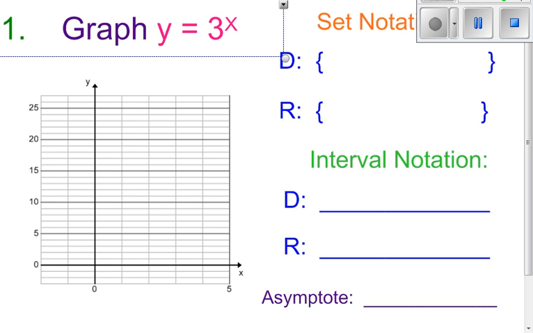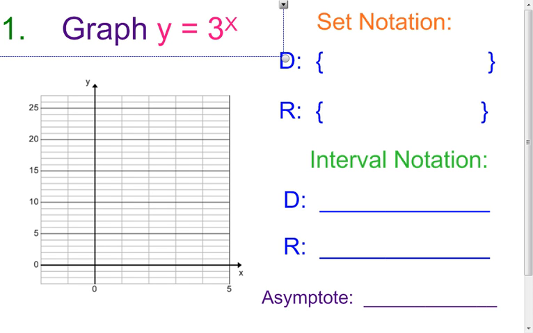In this lesson, we will be looking at different properties of some exponential functions, and we will be graphing them and seeing some different things there. So, in this first one, I've asked you to graph y equals 3 to the x, and you may certainly use, in fact, I advise you to use your calculator to do this.